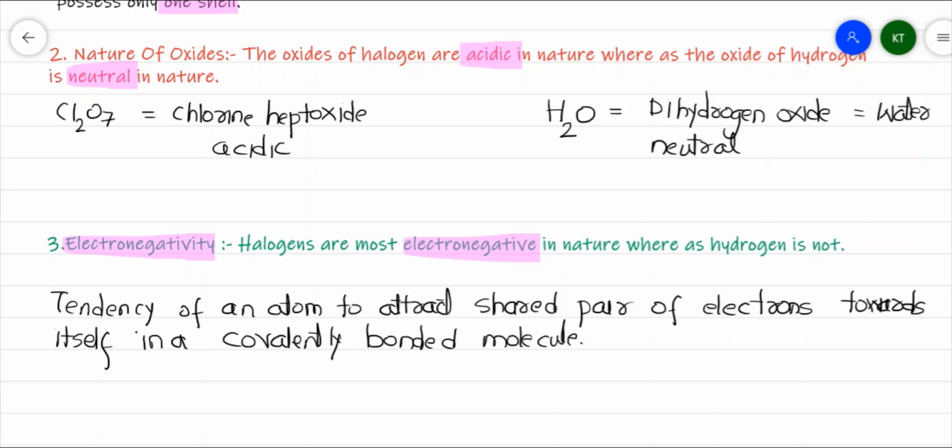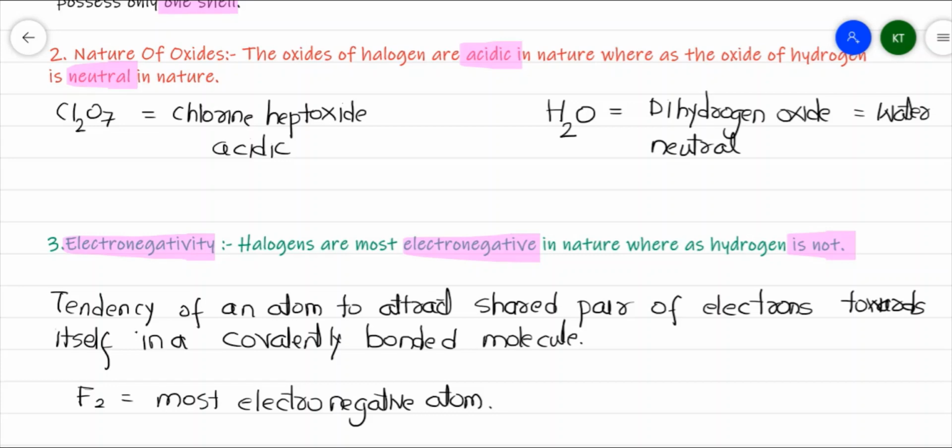So generally halogens are electronegative, and we know that fluorine is the most electronegative atom. But hydrogen is not electronegative. So these are the points of difference present between halogen and hydrogen.